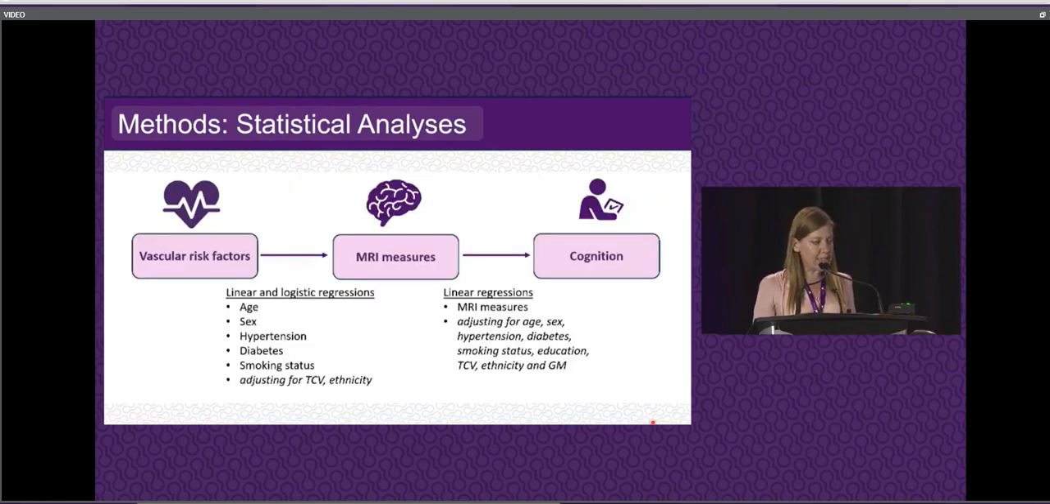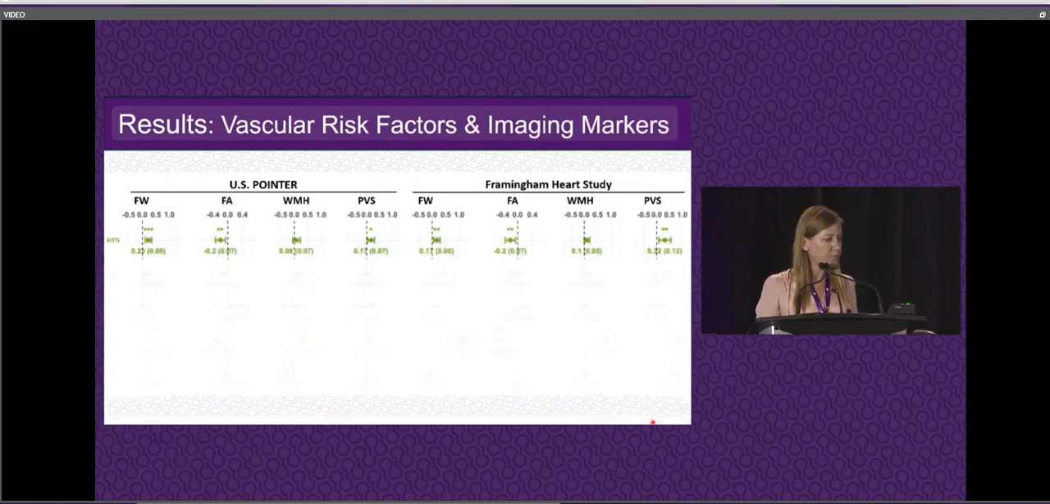So we use linear and logistic regression to investigate the effect of vascular risk factors on the MRI measures and of the MRI measures on cognition, adjusting for demographics and relevant covariates. For the cognition model, we included education as well as the gray matter volume to take into account the effect of neurodegeneration on cognition.